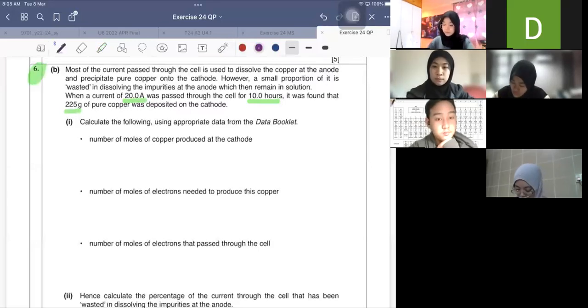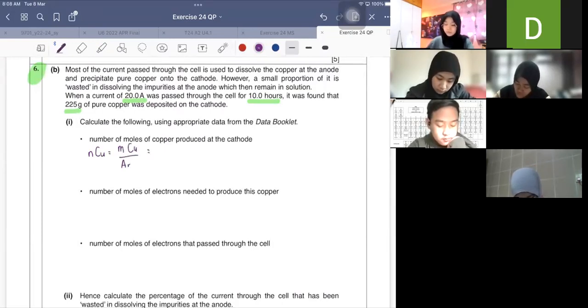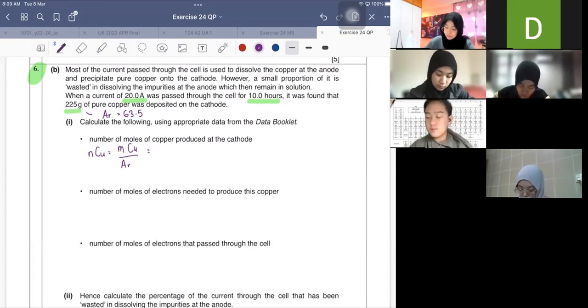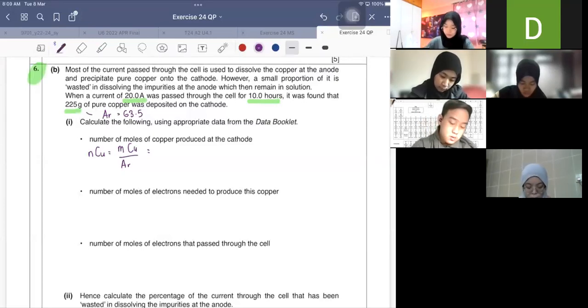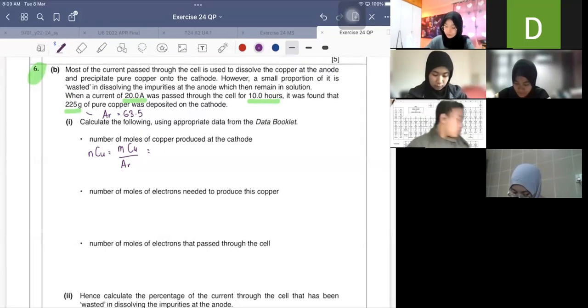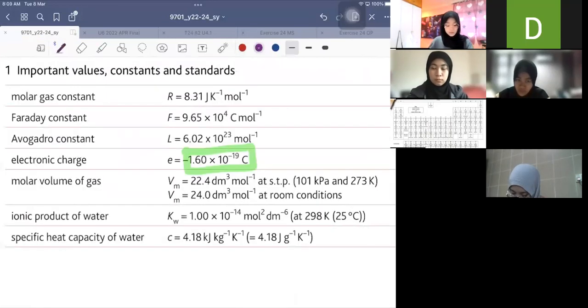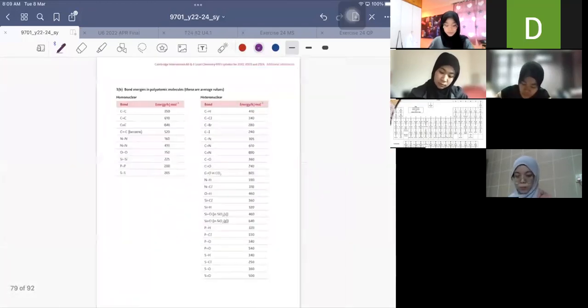Number of moles of copper. So that is quite straightforward. Number of moles of copper is mass over AR. Again, the AR of copper is 63.5. Okay. Number of moles of electrons needed to produce this copper. So same thing, you need the half cell equation of copper.